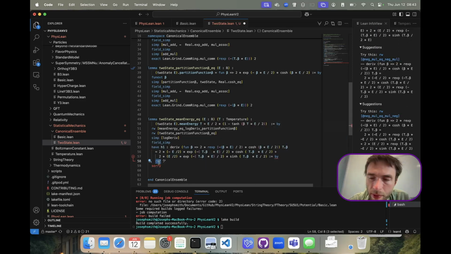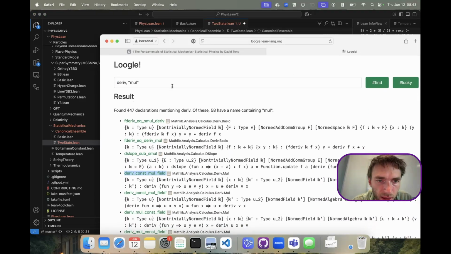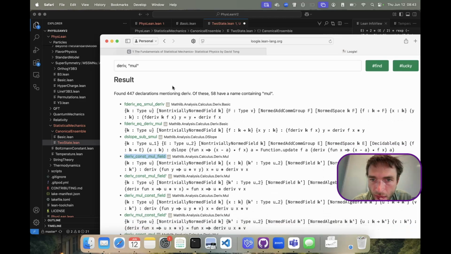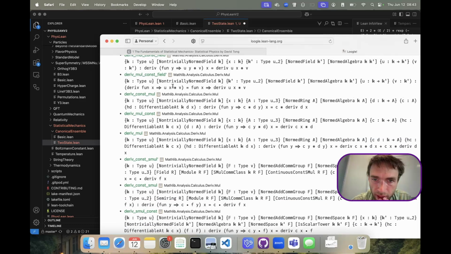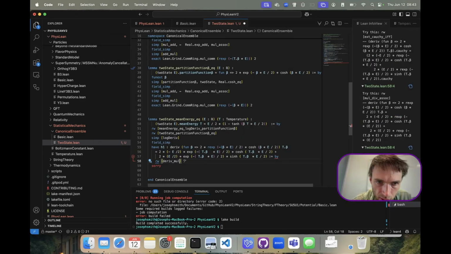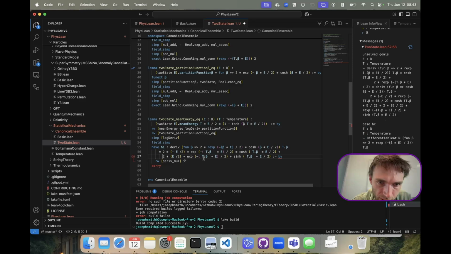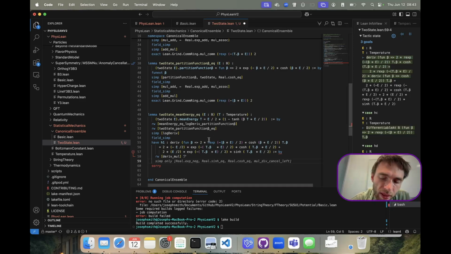Okay, so that doesn't really help. So let's go back to Google, which is my place to go when it comes to this sort of stuff. And let's see if there is anything else related to multiplication. So there is this thing here, which is basically the chain rule, I believe. So we can try that. And that works, good. So that's a step in the right direction. And what does that give us? That split this multiplication into a derivative of cosh and a derivative of 2 times the exponential.